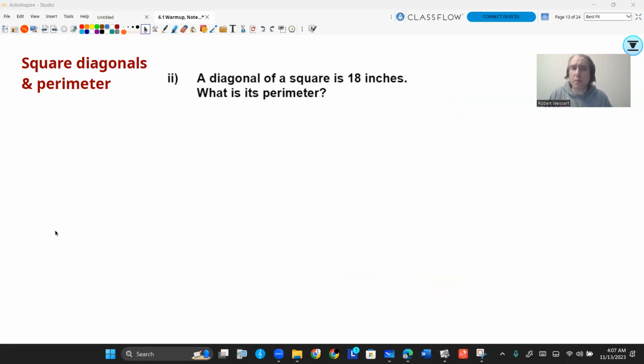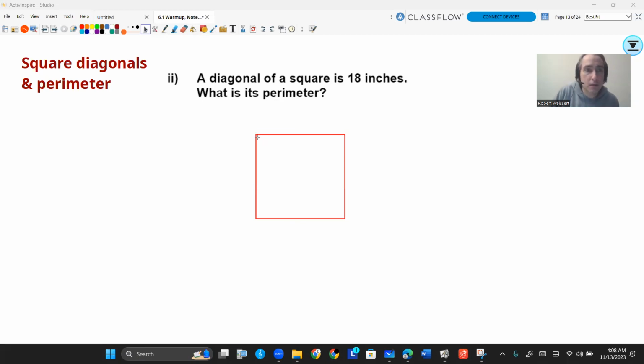Last square example. Then you can go and try your problems. We have, once again, a square not drawn for us. We're going to draw it out. So I have a diagonal of a square that is 18 inches. Let's see if I can make that a square. Close enough. So the diagonal of a square is 18 inches.